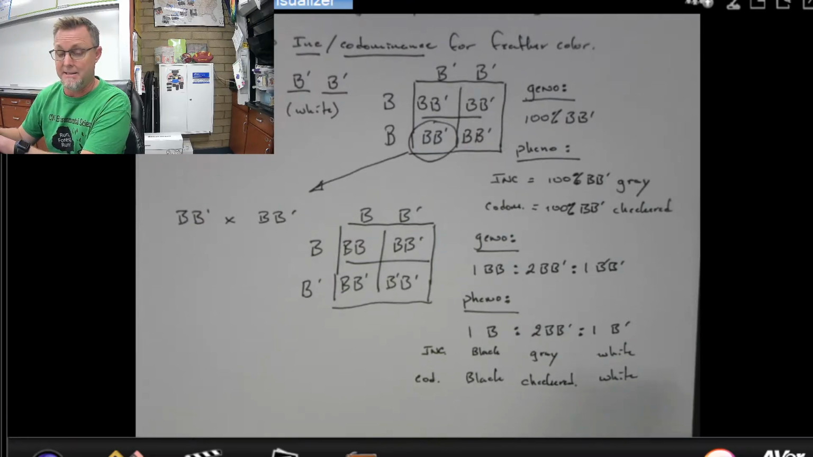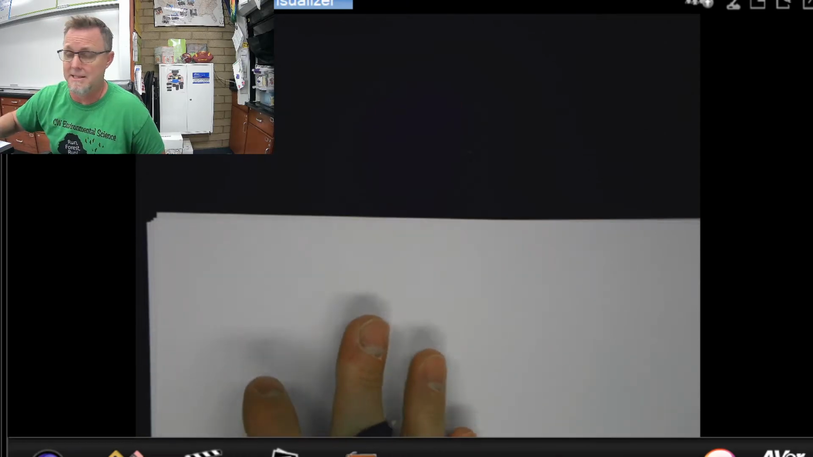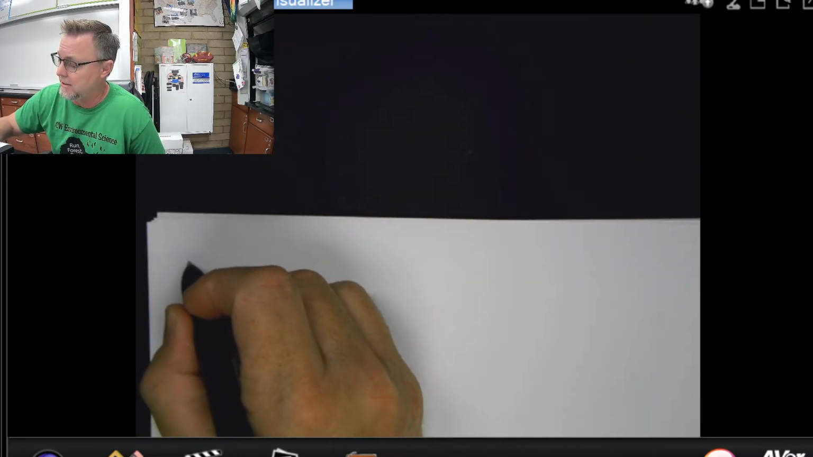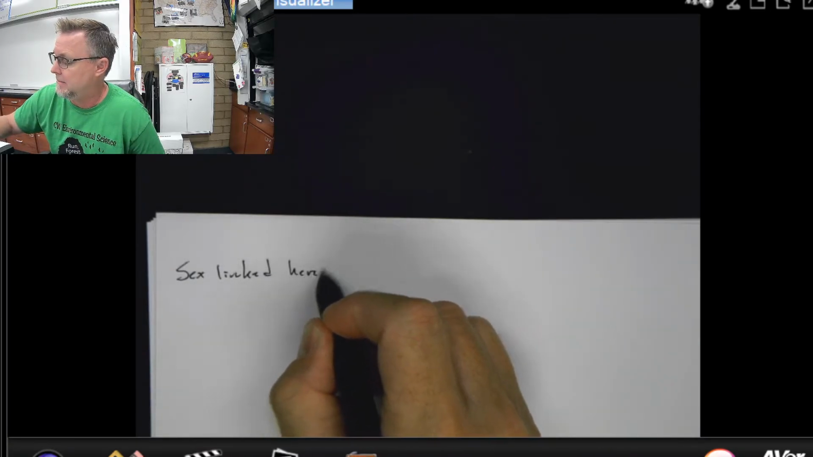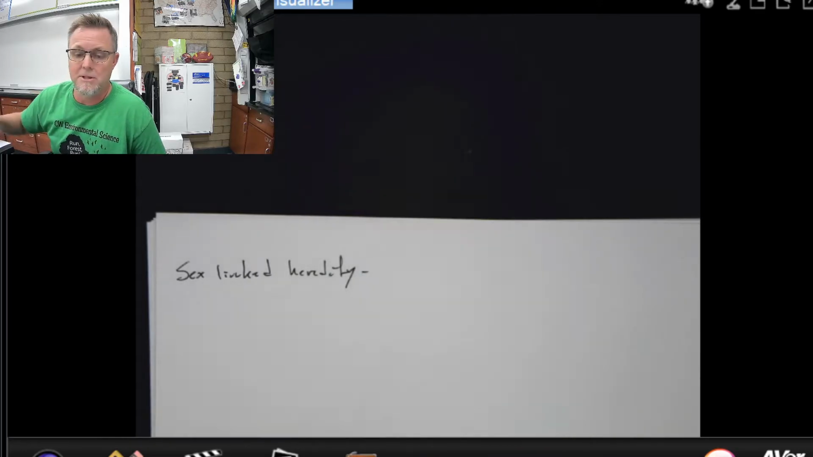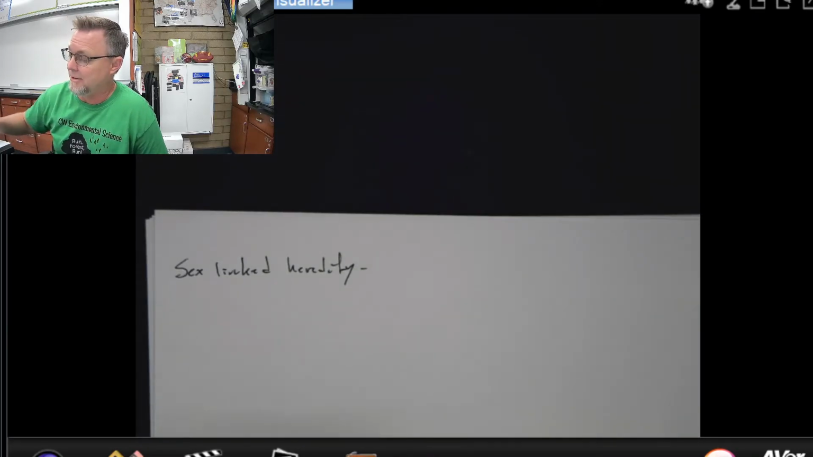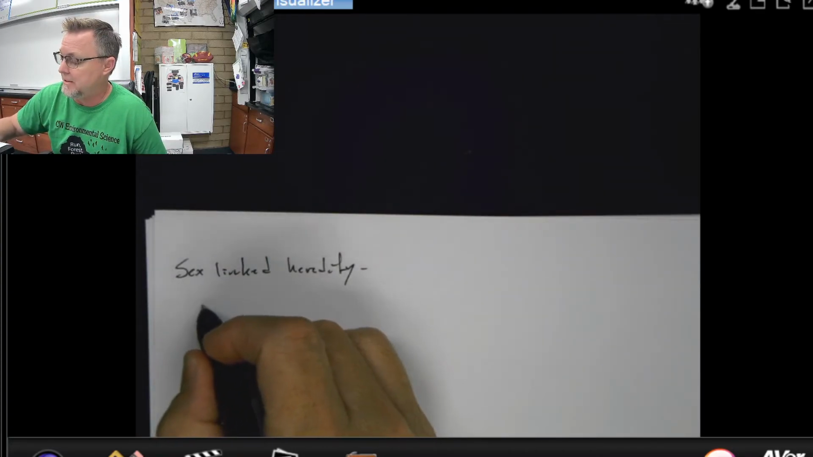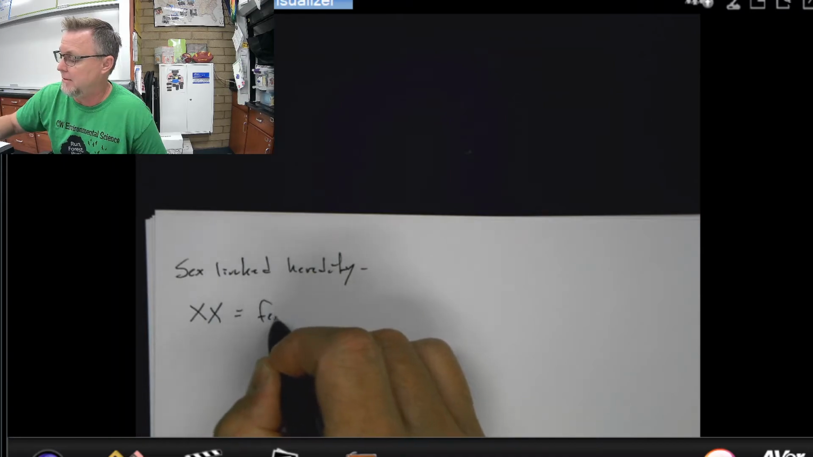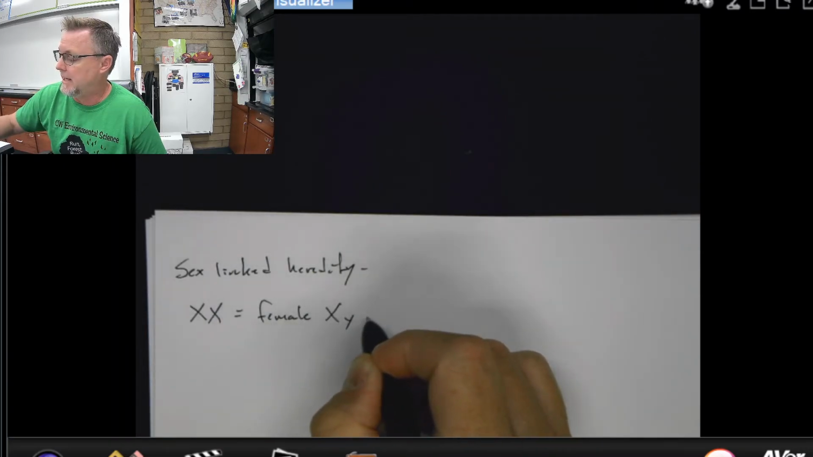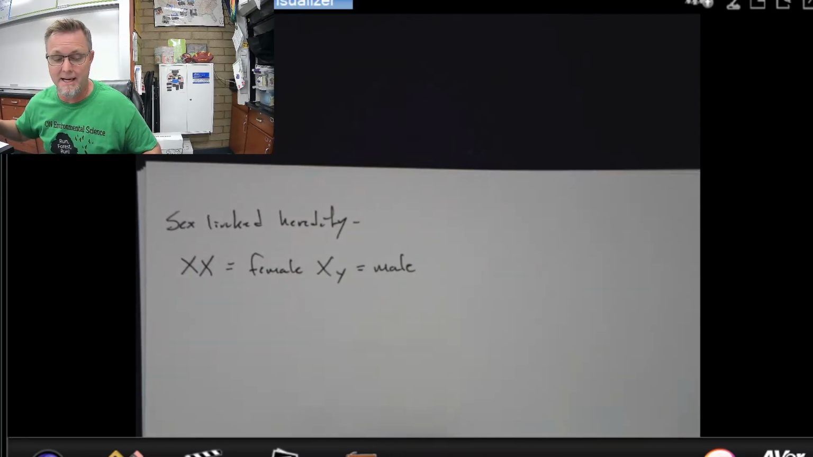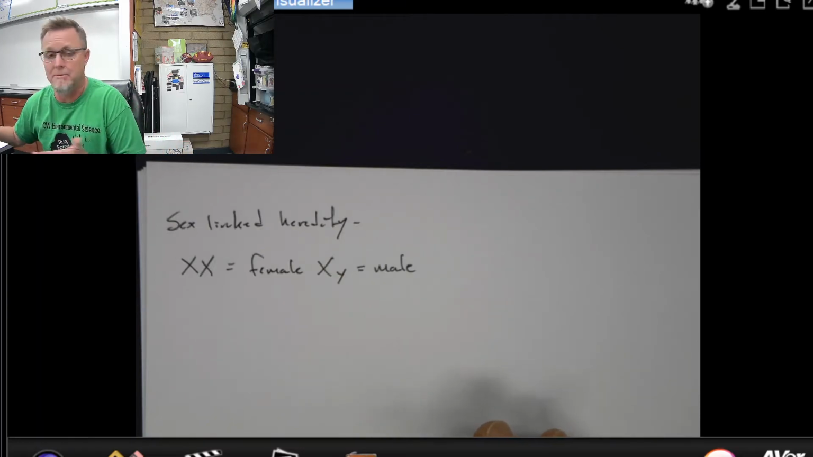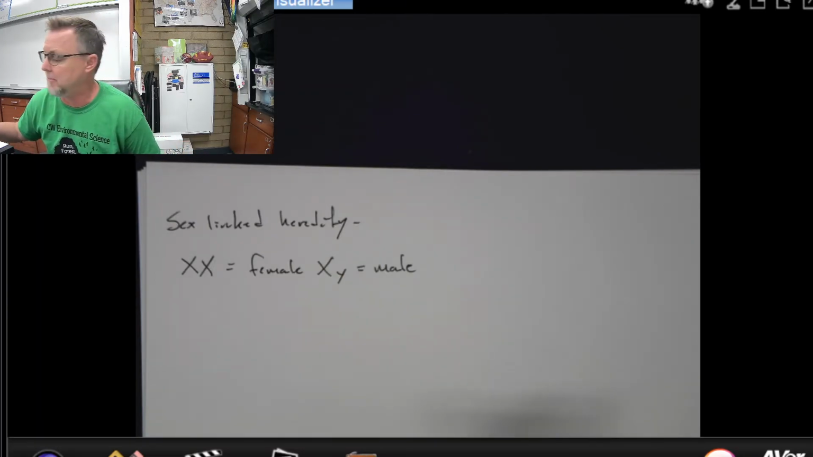Next thing we're going to look at is sex-linked inheritance. Okay, so in sex-linked inheritance, we have to revisit the idea that in order to determine an individual's gender, we have to go by the chromosomal standard of XX equals female and XY equals male. Okay? So, at the outset, it's important for you to remember who determines gender and how these things are passed on from one generation to the next.